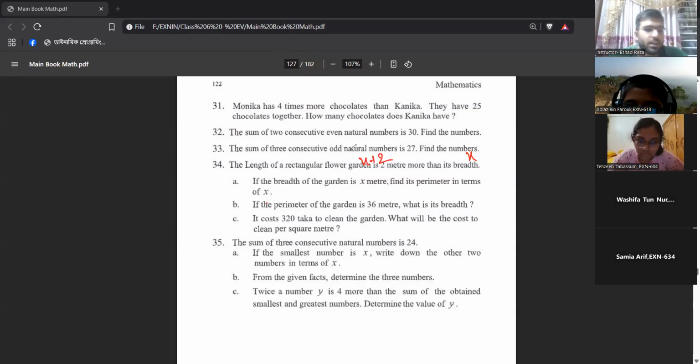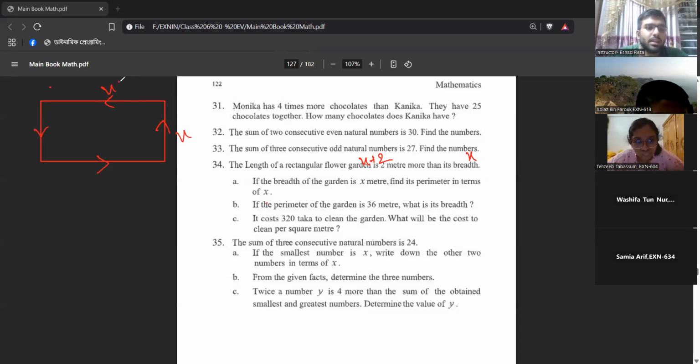Okay, so we are done. And now the rest should be easy. If the breadth of the garden is x meter, I already said that it's x meter, find its perimeter in terms of x. So again, we already solved problems like this before, where I told you how perimeters work. Perimeter is basically the sum of the lengths of all the sides, right? So let's say this side is x and this side is x plus 2. This side is again x and this side is again x plus 2. So if you just sum all of them together, what do you get? You get 4x plus 4.